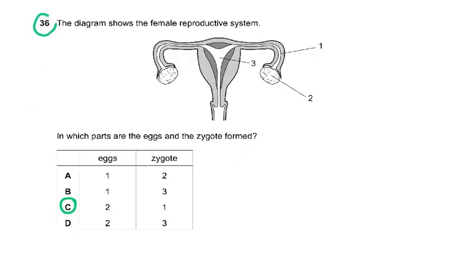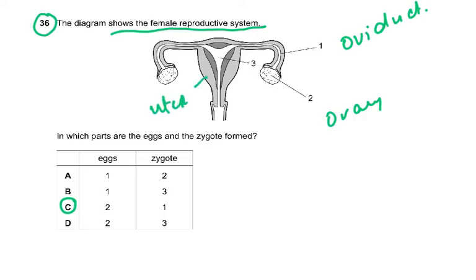Then coming to question number 36. In which parts does the diagram show the female reproductive system? 2 is the ovary, 1 is the oviduct or the fallopian tubes, and 3 is the cavity in the uterus. Now it asks, in which parts are the eggs and zygote formed? Everybody knew the eggs are formed in the ovary. That is when ovulation takes place, and this ovum is released.